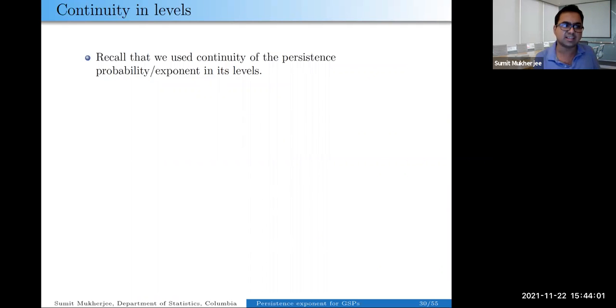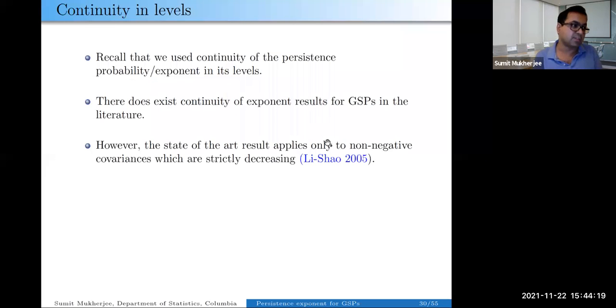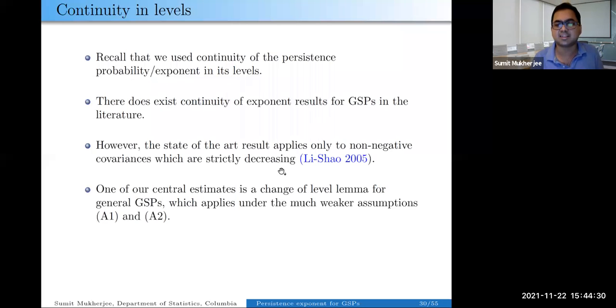used in the sketch in the last two slides is continuity in levels, and it seems like a reasonable thing to assume, but it's not that direct. So there does exist continuity of exponent results for Gaussian stationary processes. The best one that we know of prior to our work is this work of Li Shao, which applies to non-negative correlations which are strictly decreasing. In this case, we know some sort of continuity in levels.